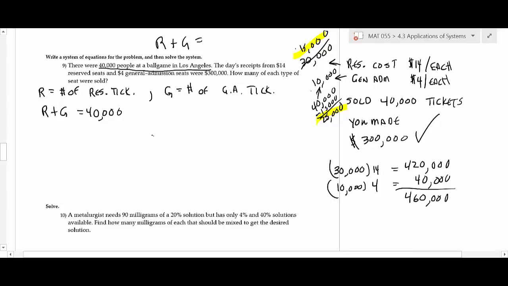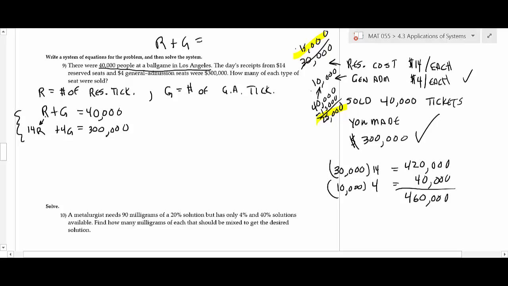Now we're going to find the cost. Okay. Well, how do you find how much money you make off of reserve tickets? If they cost $14 each, what do you do? 14R, right? Okay. You just do 14 times R, and that'll give you the amount of money you're bringing in on all those tickets. How about general admission? Those cost $4 each. So what's that going to be? 4G. How much does all that money add up to? That's the other piece of information you were given. 300,000. Okay? So see, that's the system of equations that will solve this problem.